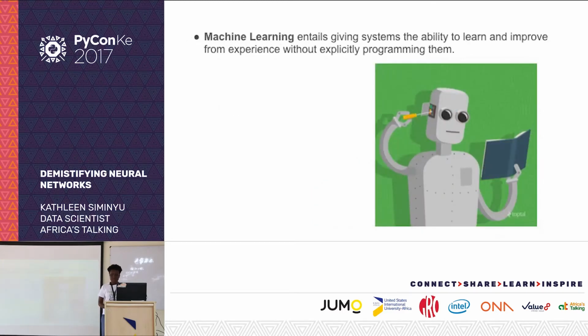So machine learning is a field under artificial intelligence, and basically it entails giving systems the ability to learn and improve from experience without explicitly programming them. So there's different ways that you can give machines this intelligence, and one of them is machine learning. So you feed them loads of data rather than coding many if-else statements to say if hair is short, man, if hair is long, woman, then you just give it loads and loads of pictures and let it learn how to tell the difference. So machine learning.